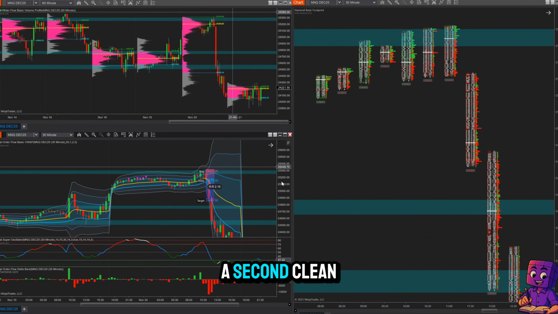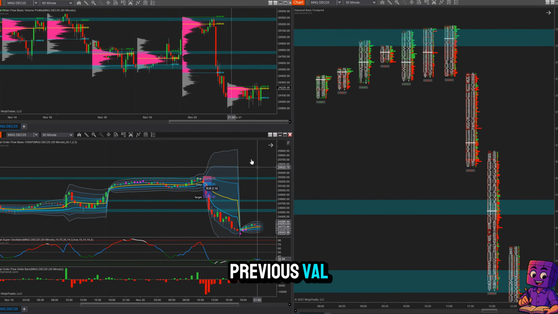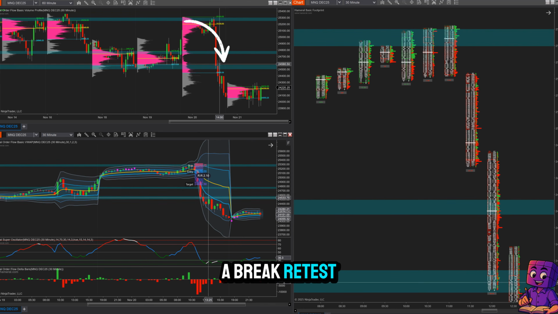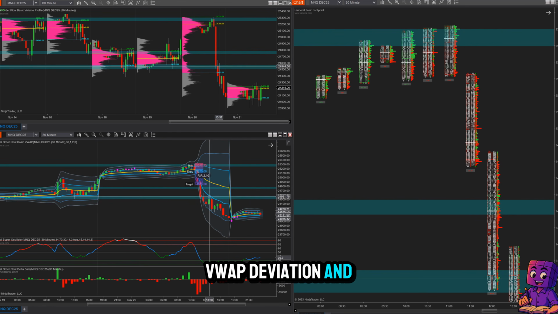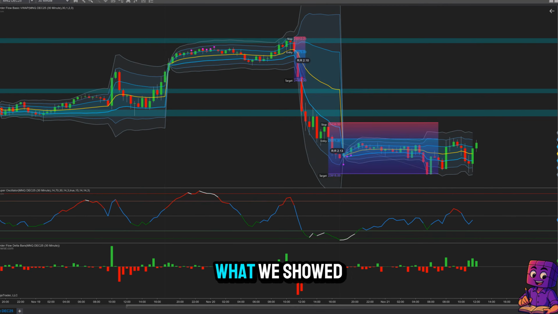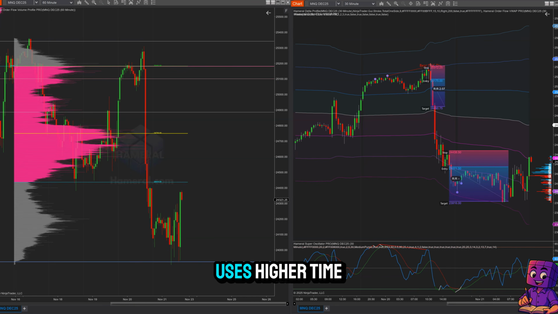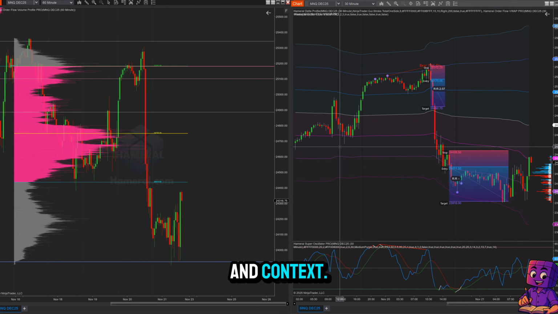We also had a second clean setup at the previous VAL, a break, retest, double rejection at the -1 VWAP deviation, and continuation down. Another easy 1 to 2 trade. What we showed today is a simple but solid approach. A more advanced swing trading method uses higher time frame tools like weekly volume profile, weekly VWAP, delta profile, and more. These give even stronger swing levels and context.